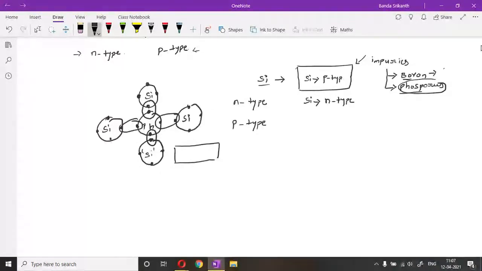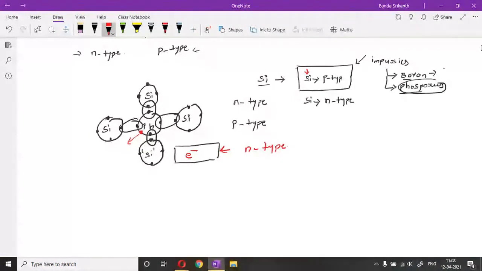And as I told, the phosphorus atoms have 5 valency electrons. So one electron is free to move anywhere in the semiconductor material. That's why if you add more phosphorus atoms into the silicon material, then the majority carriers will become electrons. Since the majority in the material is electrons, we call it an N type material.